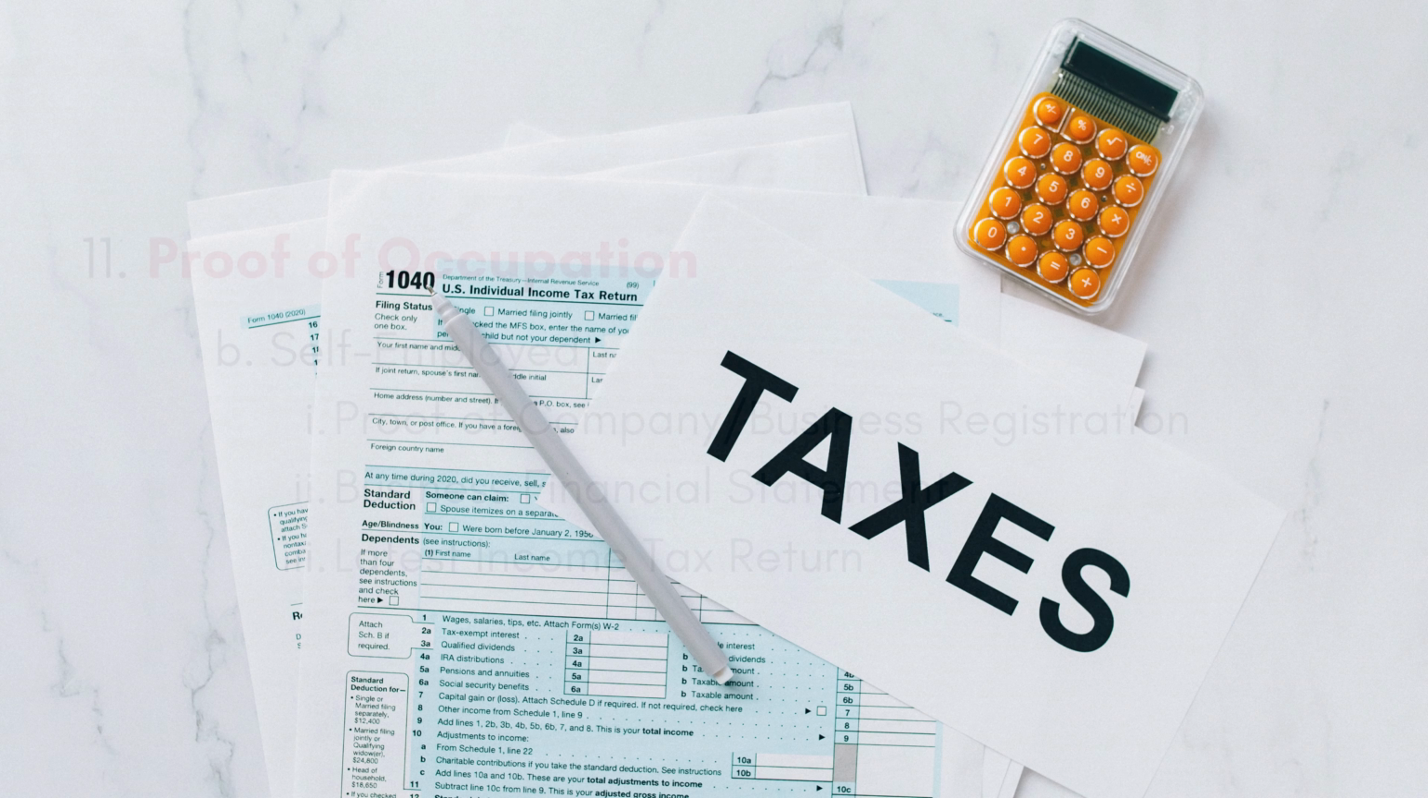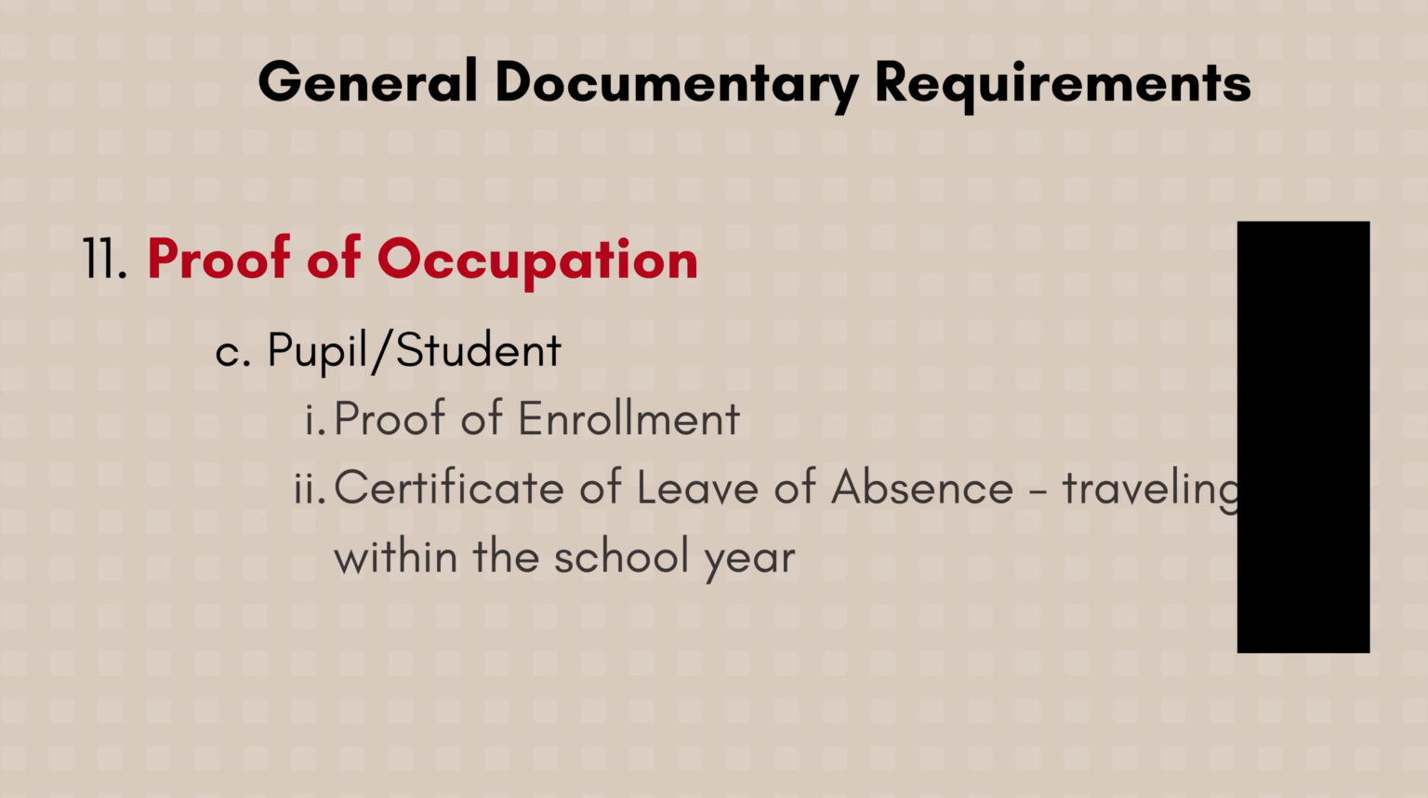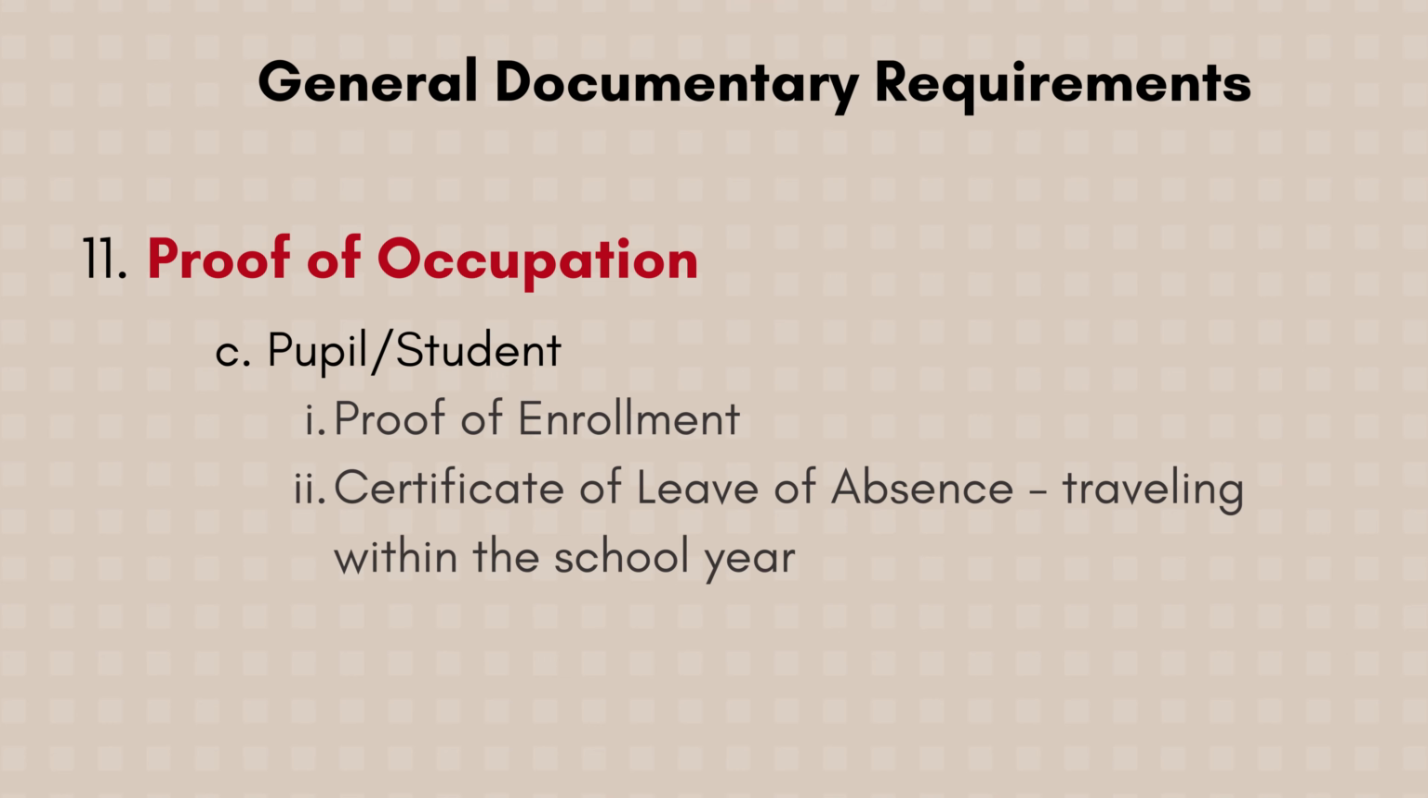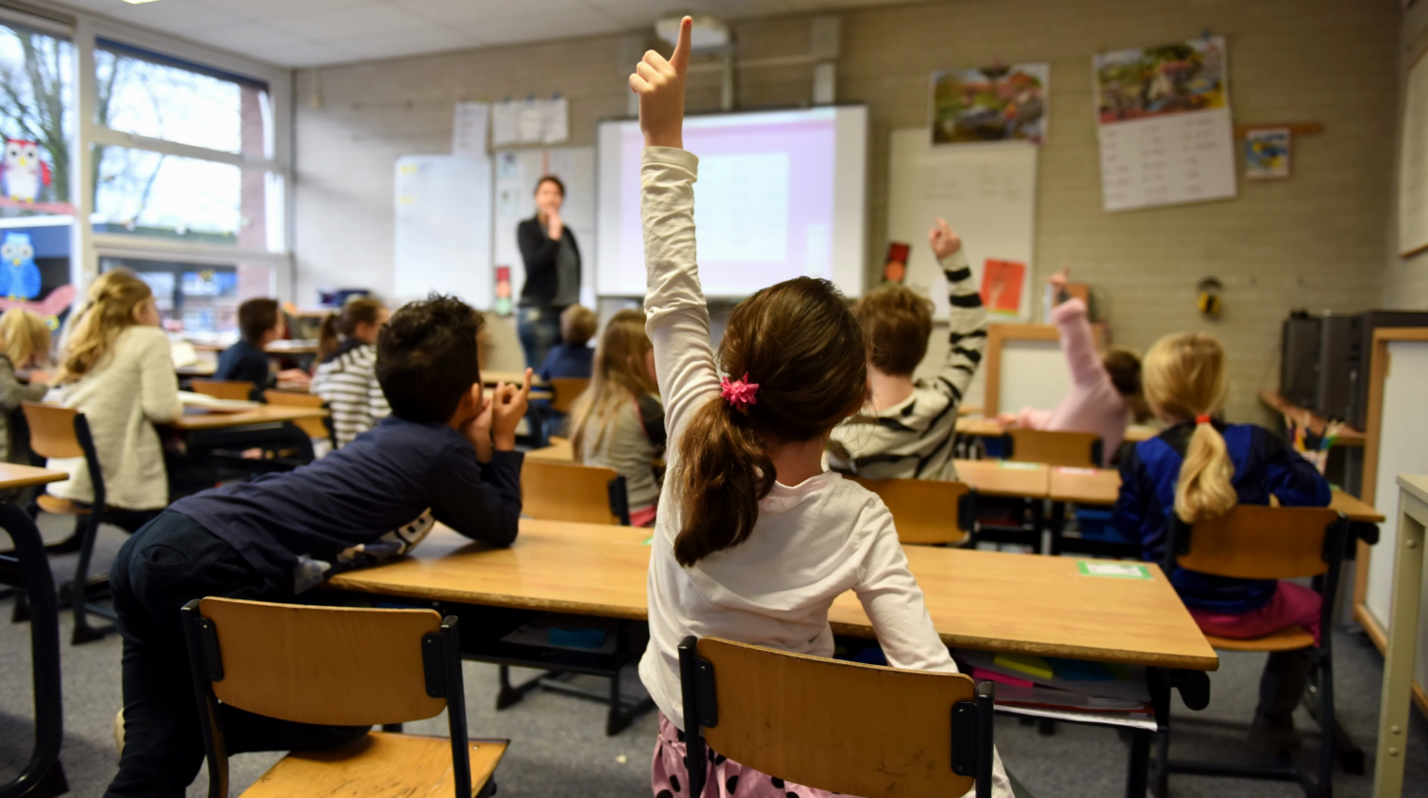Now, for minors or for those who are still students or pupils, you would need a copy of your proof of enrollment as well as a certificate of leave of absence if you are traveling within the school year. Take note, if the child or the student is traveling during the vacation, the parent can include a copy of the school calendar showing that it is their vacation.